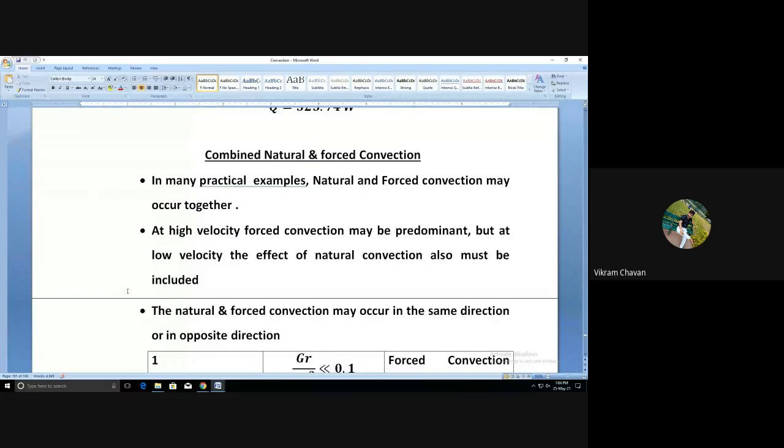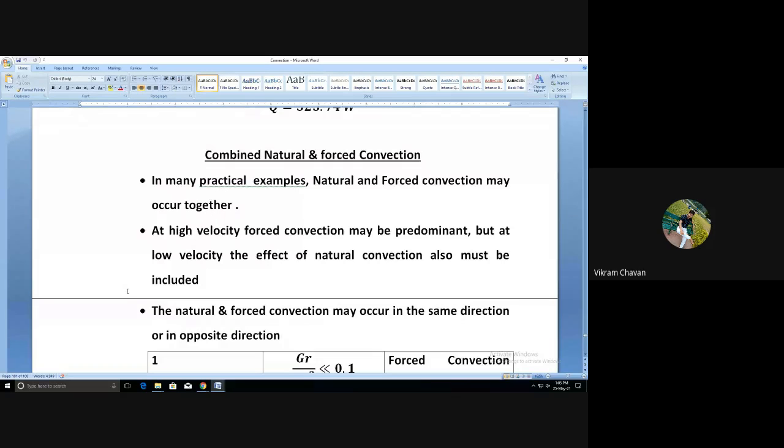Great. So in the last lecture, at the end of the lecture, we started one new point, that is nothing but combination of natural and forced convection. We discussed that at very high velocity, the forced convection is dominating over the natural convection, and we have to neglect the natural convection effect in that case. But when the velocity is very small, we have to consider the effect of natural convection with the effect of forced convection.